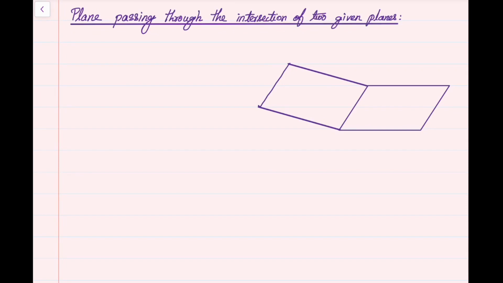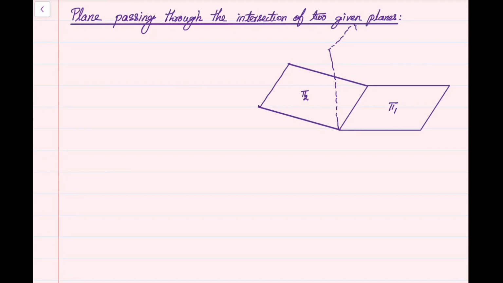We denote the planes by the letters pi 1, pi 2, etc. So let us take this as the first plane pi 1, this as pi 2. They are intersecting along a line. Now through this line of intersection, we can draw infinitely many planes.